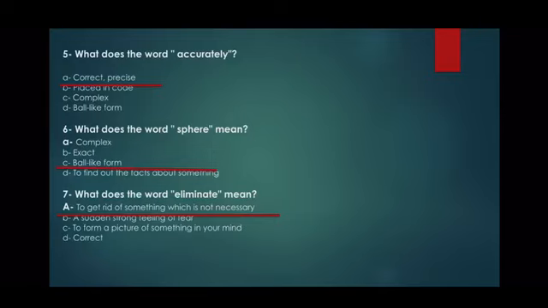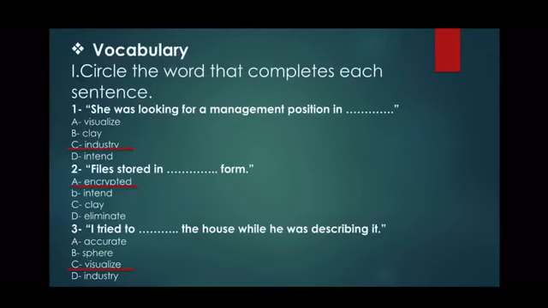So this is actually the way of asking questions you're going to have in your exam. Your exam is going to be multiple choice, so you're going to choose one answer from the four answers you have. Now you're going to have a second part, which is the vocabulary. In the vocabulary, you're going to have sentences, and each sentence has a blank space, a missing word in it. You should pick the perfect word which is suitable for the sentence you have.